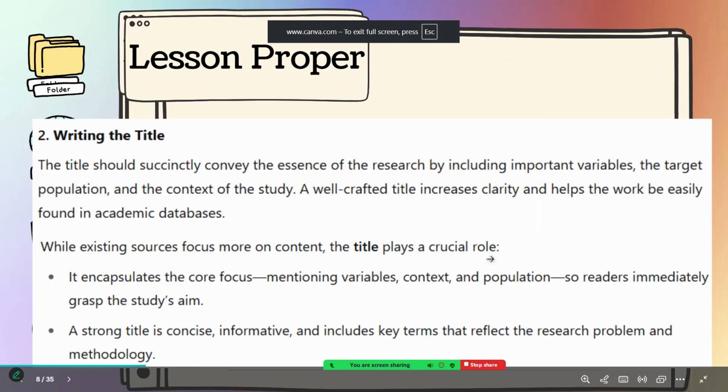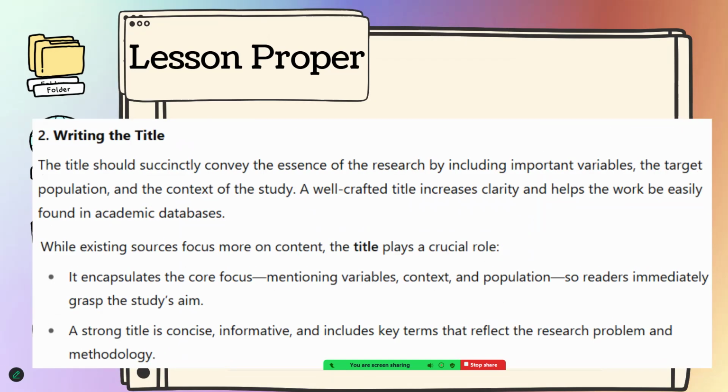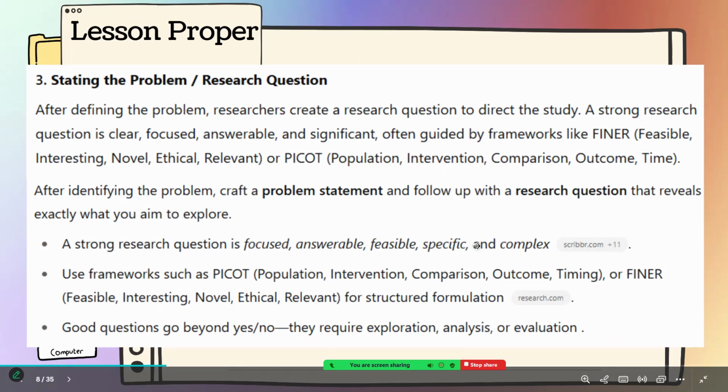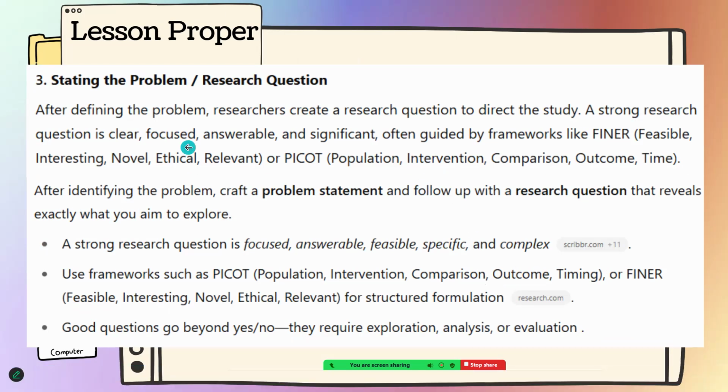So, as you write the title, make sure that your title is concise, informative, and it includes key terms that reflect the research problem and the methodology. So, next step is stating the problem or the research question or questions.